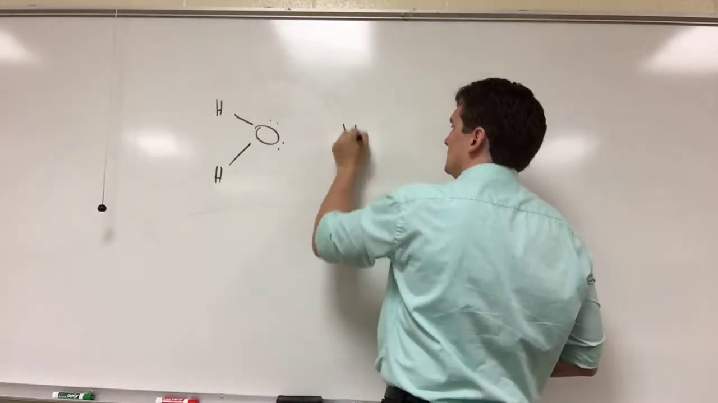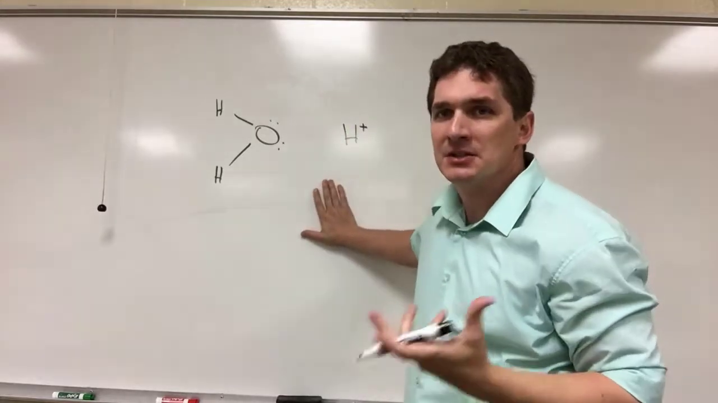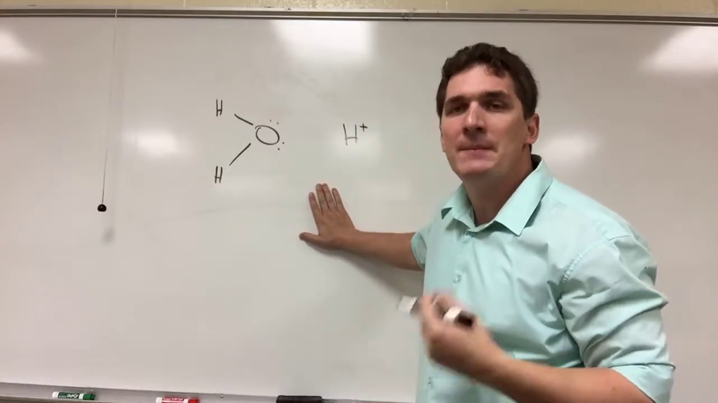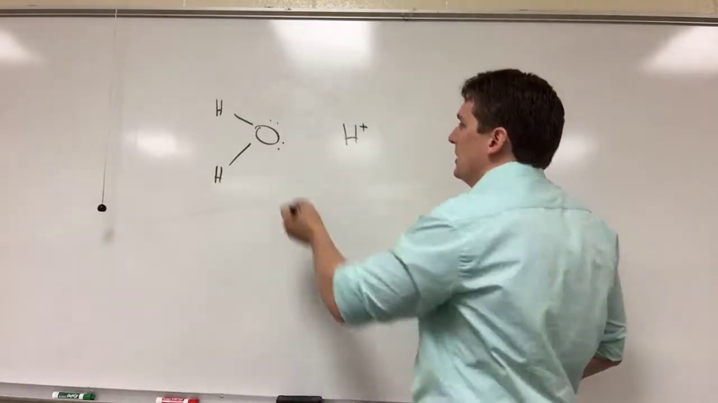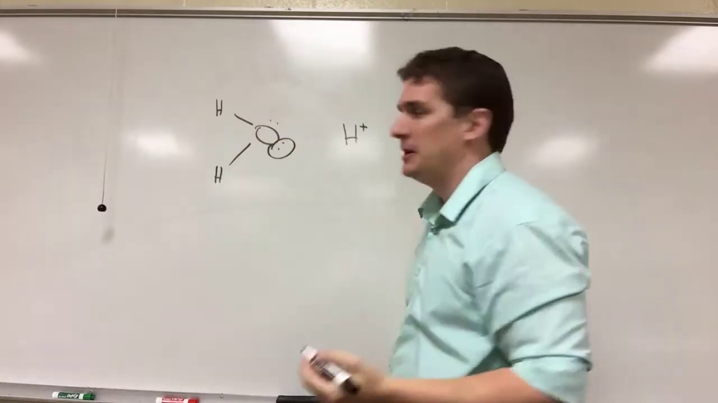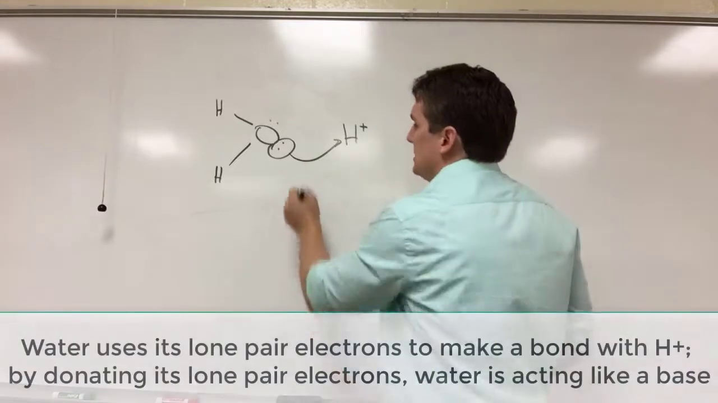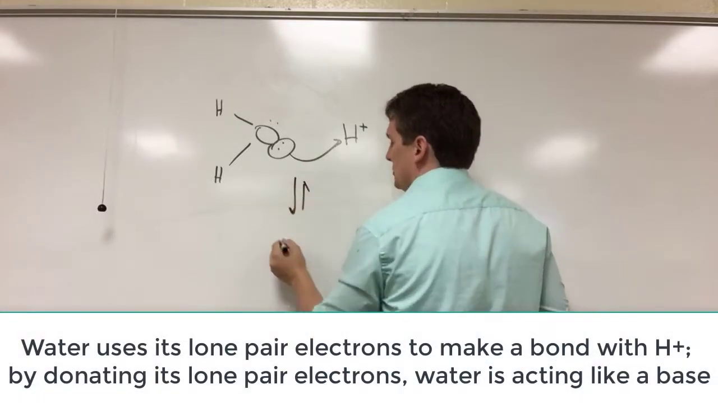If we have water, we have H+. It's obvious that the H+ here is an acid. You know this from your Arrhenius definition. So what makes it an acid under Lewis theory? Well, what will happen is that water will take these lone pairs and it will form a bond with the H+. And this is how we end up getting the hydronium ion.